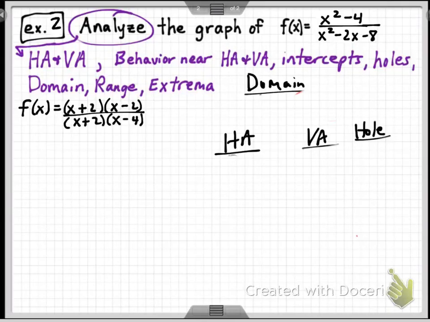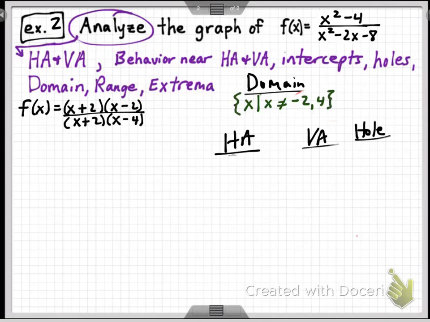For example 2, I went ahead and factored f of x, but before I cancel any factors, I want to check the domain, because I want to check for any possible vertical asymptotes. The domain is all real numbers x such that x cannot equal whatever makes the denominator equal to 0. So we can see that x cannot equal -2 and x cannot equal +4.